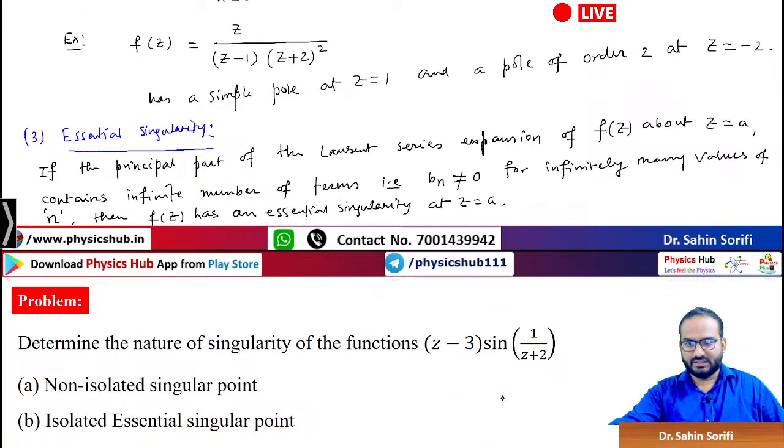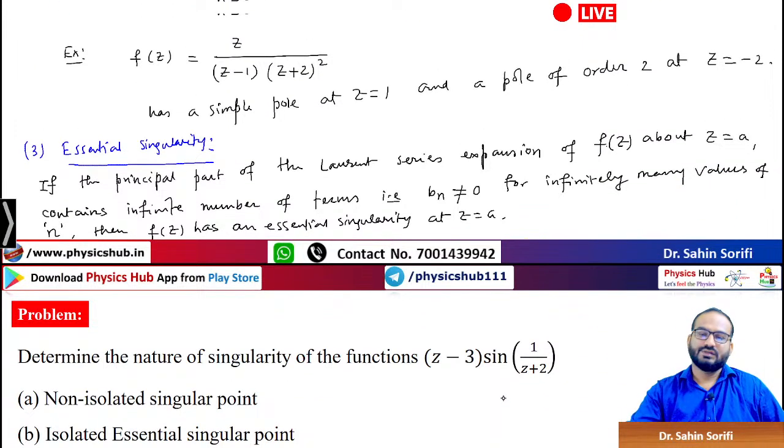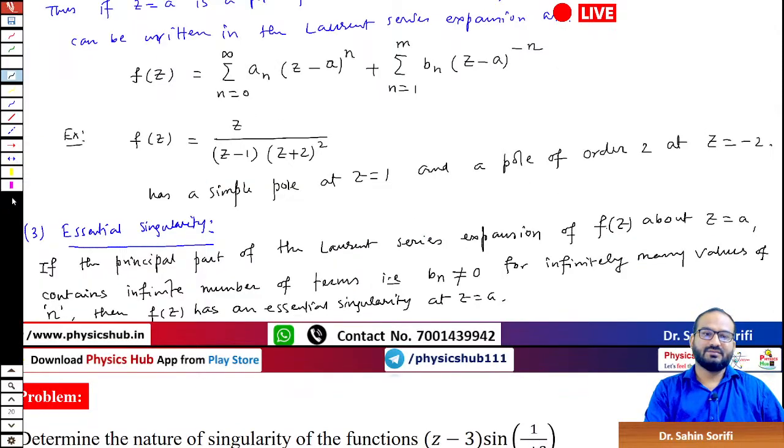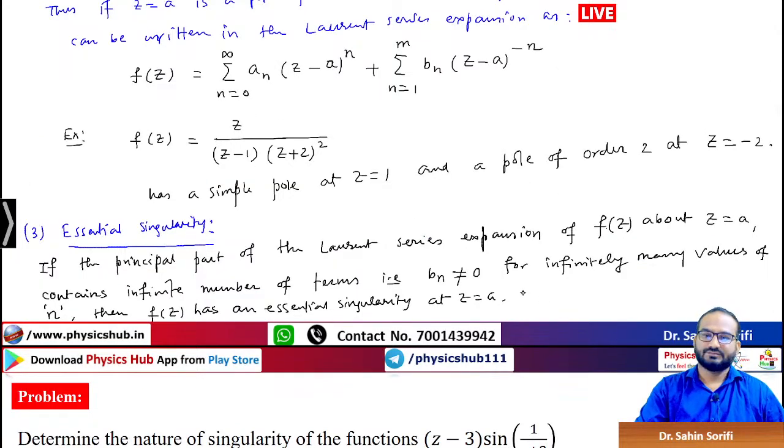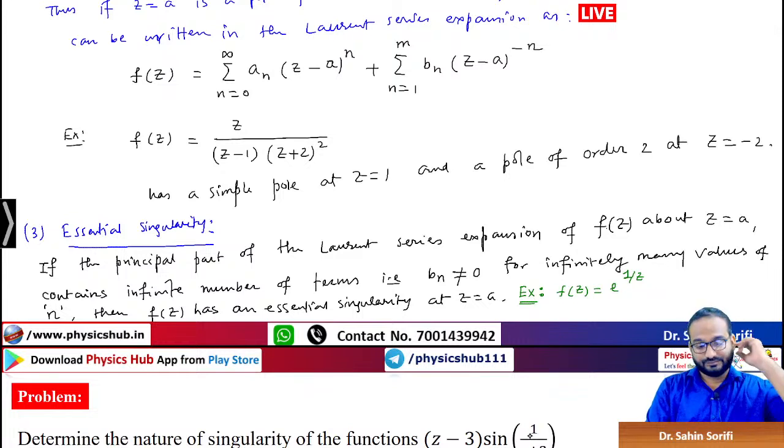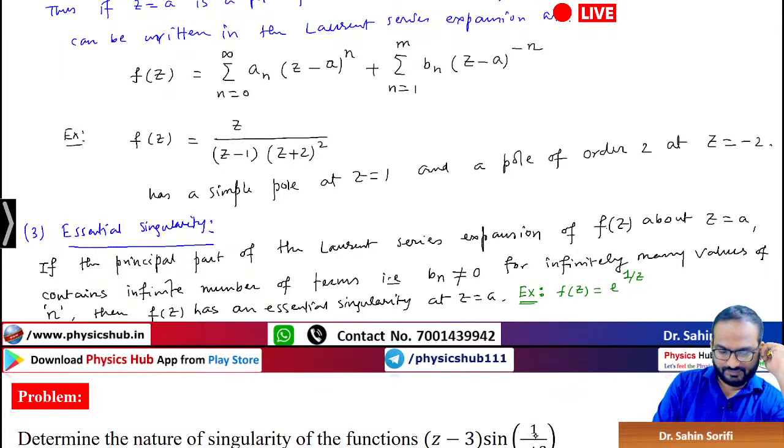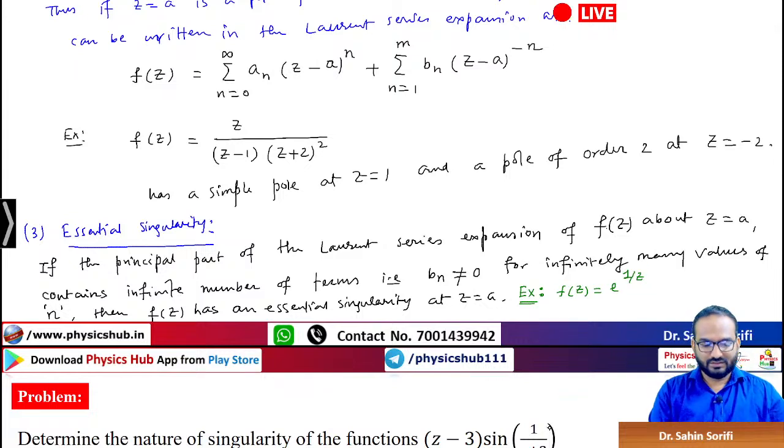So the page is running out, so let's take the example here. A very specific example. These are like exceptional cases. So if you consider f of z equals e to the power 1 by z, why will it be 1 minus infinity? Infinite. One term you are excluding, why?